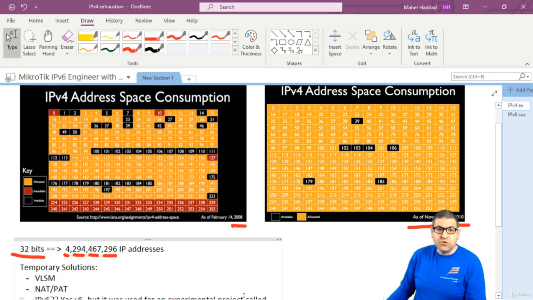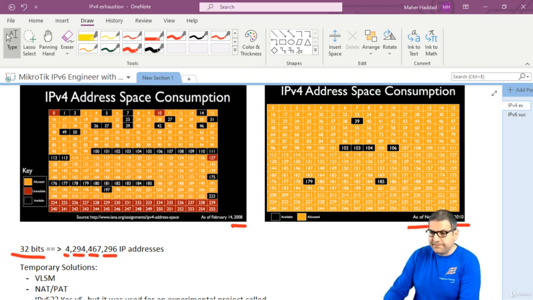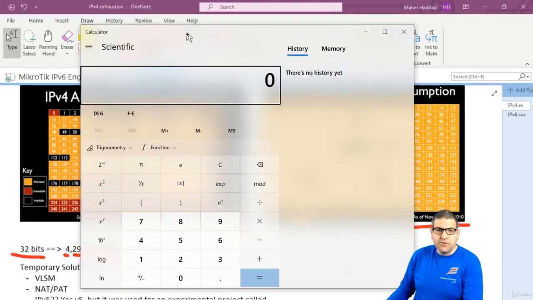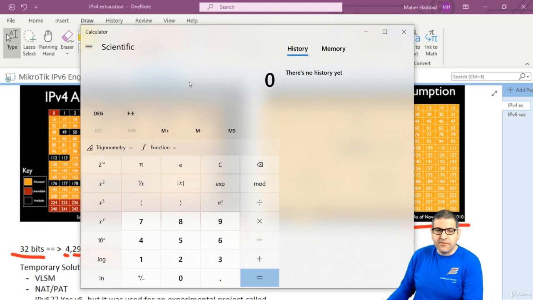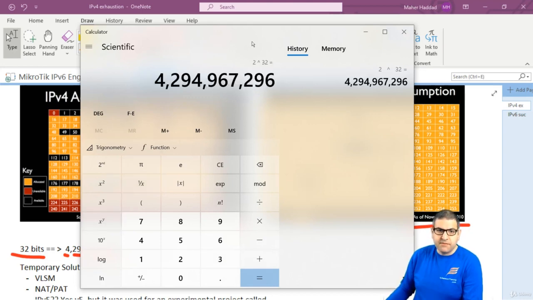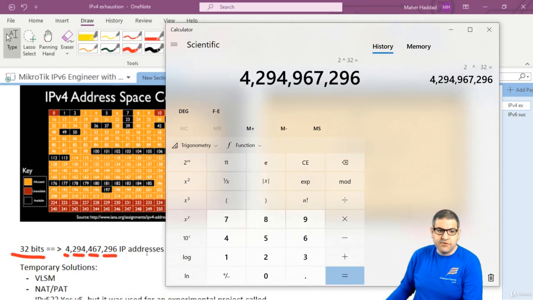If you want to know how we get this, I can go to the calculator and show you how I get this number. We said that we have 32 bits, correct? And each bit can be either 0 or 1. So that's the base, which means 2 to the power of 32. Then this gives this number. You see, this is the identical number. What you see here is this one. That's the maximum that IP version 4 can give us.